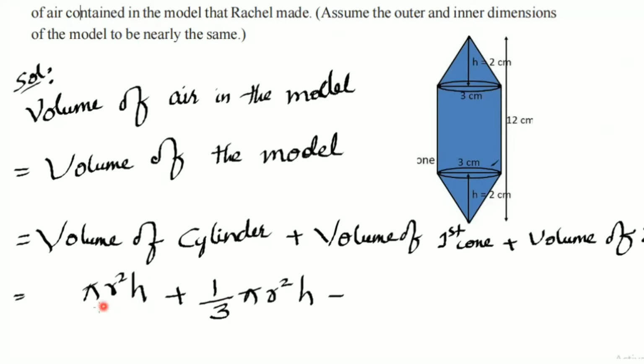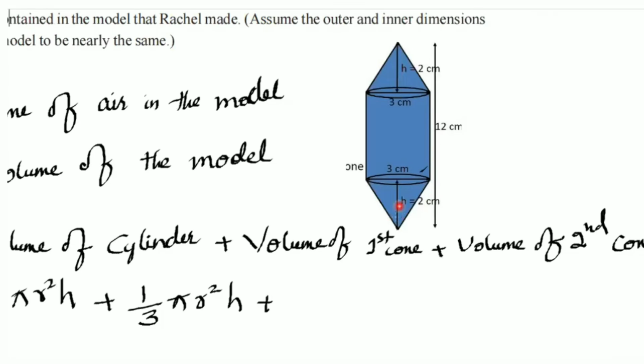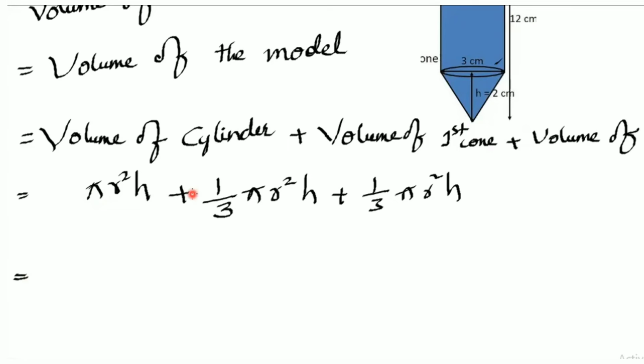So this is volume of cylinder and this is volume of cone. Again, we have another volume of second cone, because we have one cone, another cone. Second cone is also 1 by 3 pi r square h. So am I right? Yes, sir. So let us find the values.